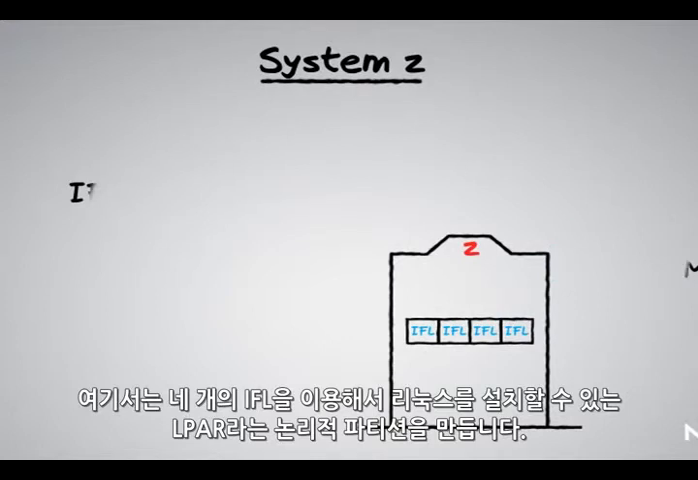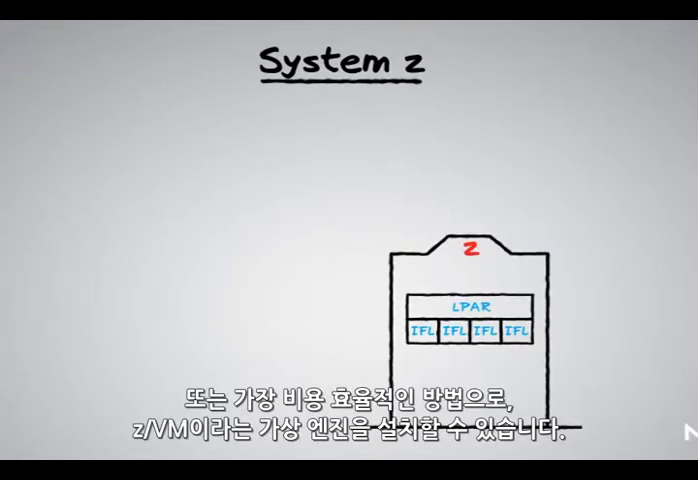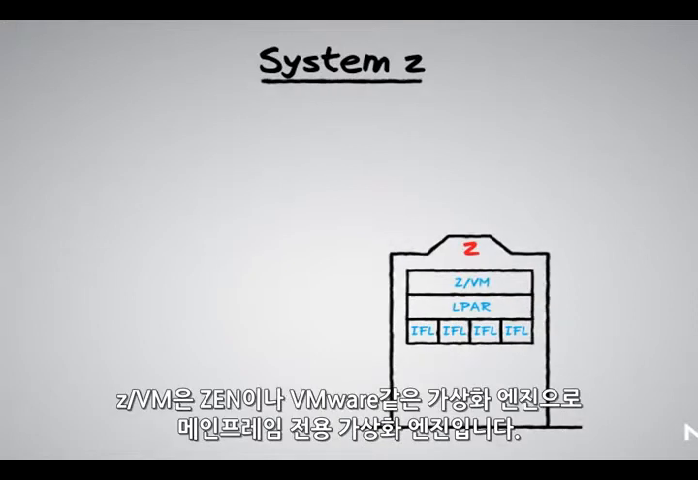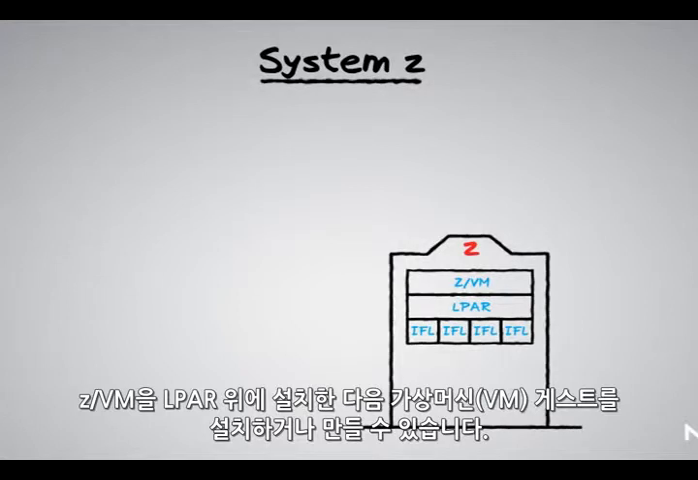You create what we call an LPAR, a logical partition. And on top of that logical partition, you can install Linux, or better yet, and the most cost-effective way of doing it is taking the virtualization engine called z/VM, similar to Xen or VMware, but this is virtualization on the mainframe. Take z/VM and install it on top of this LPAR.